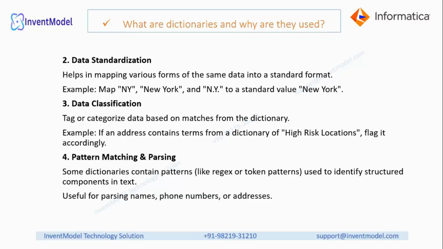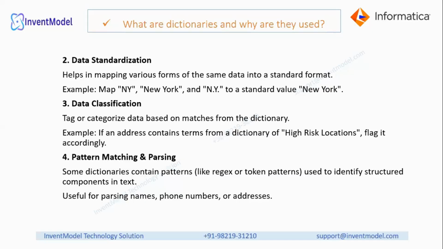The other use of dictionaries is data classification. We tag or categorize data based on matches from the dictionary. For example, if an address contains terms from a dictionary of high-risk locations, flag it accordingly. If some high-risk locations are flagged by the dictionary, then it needs manual intervention or review to take action, right? So accordingly, data classification also we can achieve through dictionaries. We can also understand the pattern of matching and parsing.